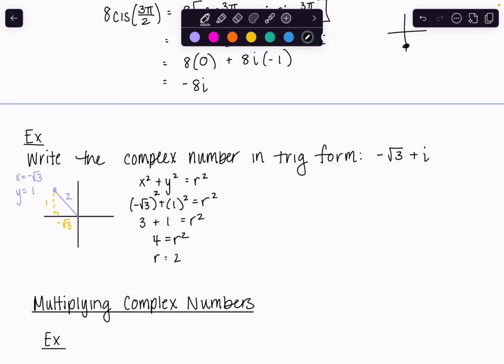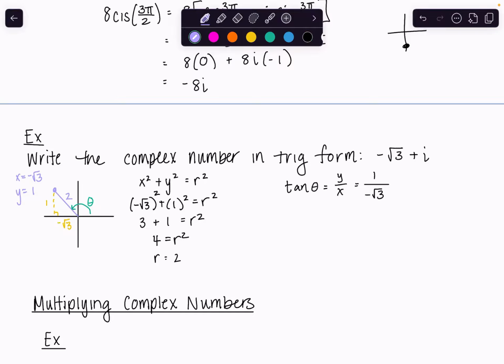Okay. Now I can utilize this. Again, I can figure out both what sine of theta and cosine of theta are. But again, our theta value is going to be the one that is in quadrant 2. So if I do take tangent of this value, that's equal to y over x. Our y value is 1. Our x value is -√3.